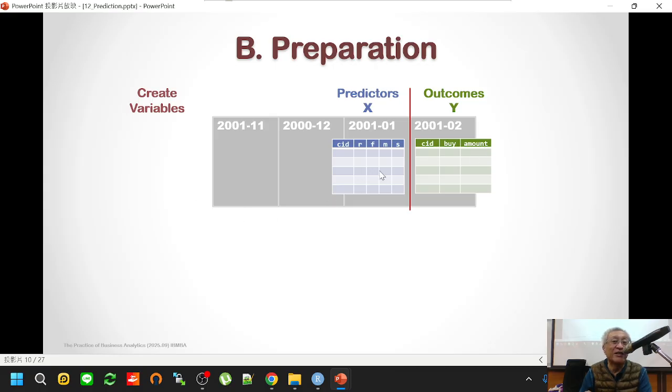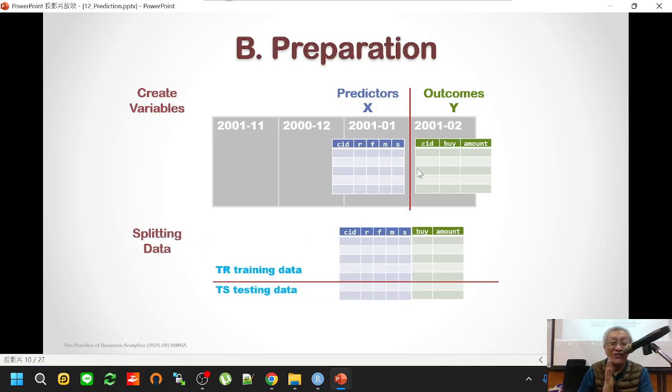We need to aggregate the data again, and this time we cannot aggregate the entire 4 months of data. We only aggregate the first 3 months of data to get the historical behavior of this customer, and we reserve the last month of data to make our outcome variables. Got it? Any question up to this point? It's good, right? Okay.